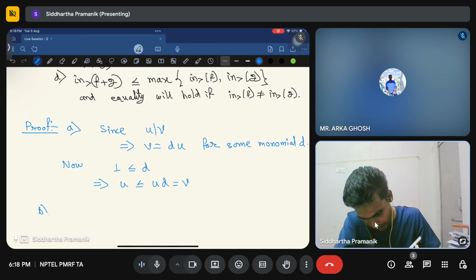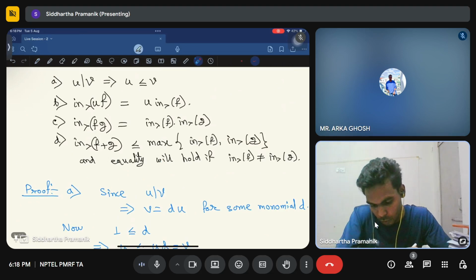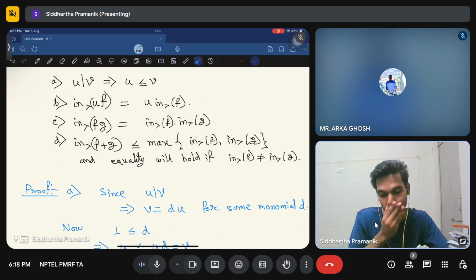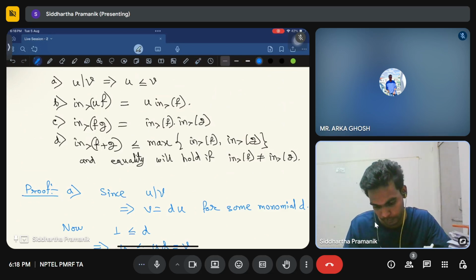So now the second part. We need to prove, if we multiply f with the monomial u, then its initial term is basically the initial term of f multiplied with u. That means u times initial of f is the largest monomial in uf with respect to the given monomial order.